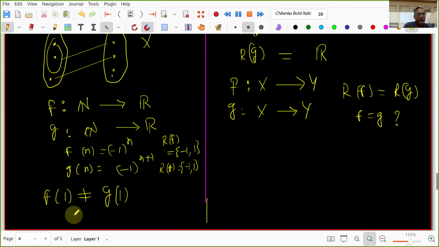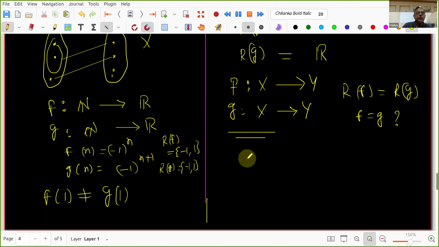Is this sufficient? You told nicely. To show that they are not equal, it is sufficient to show that at one point they differ. Equal means they have to agree at each and every point. Not agreeing at one point is also sufficient. Okay, this part is done.